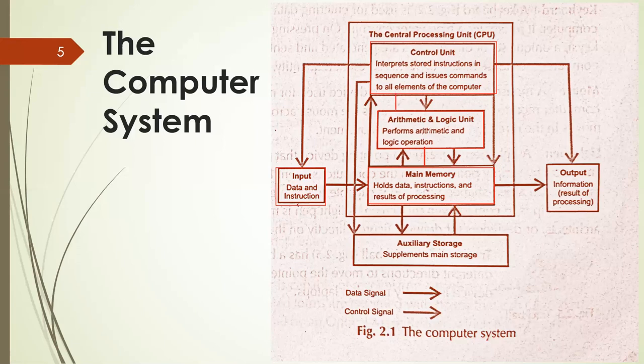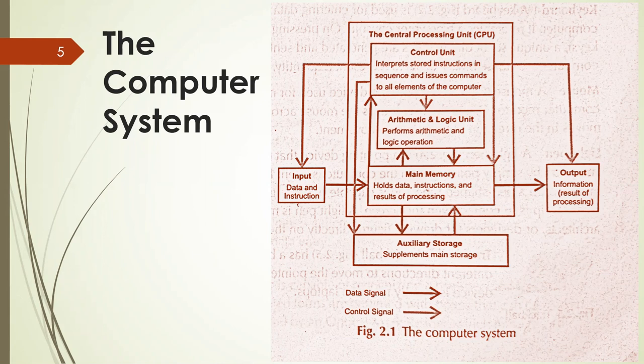Okay, control unit. Then from the control unit, it will send it to the output side, where the output we see on the monitor. Okay, this is the way the computer system is working. So the computer system, how it works, with the help of input unit, then control unit.